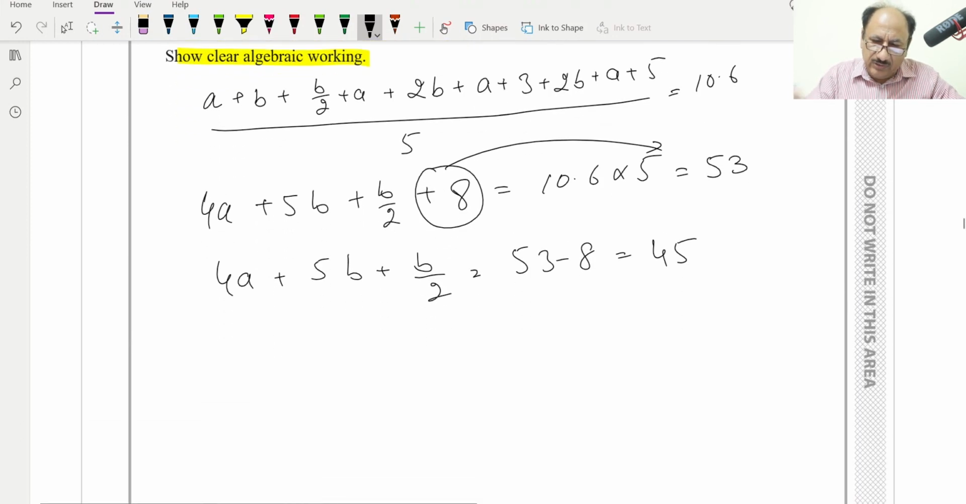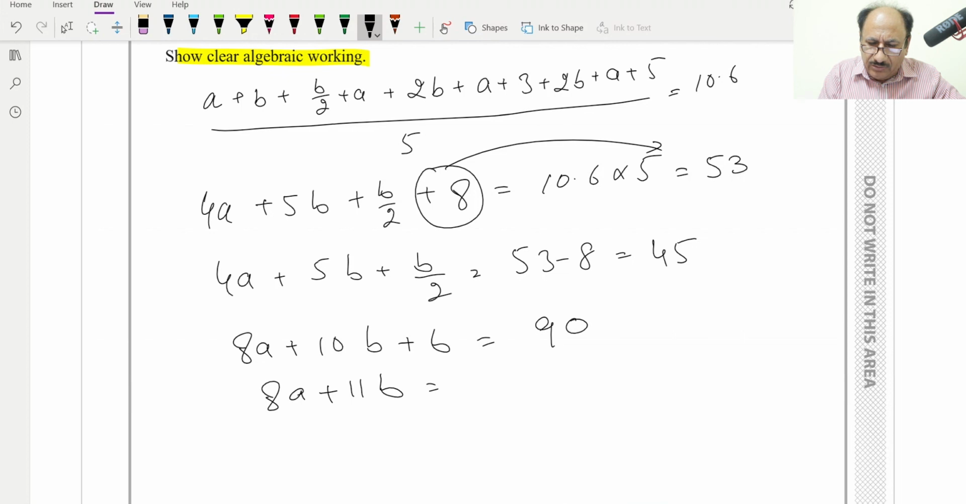And next we can get rid of this denominator 2, and we will multiply everything by 2. So it will be 8A plus 10B plus B is equal to 45 multiplied by 2 will be 90, and we can write 8A plus 11B is equal to 90. So we got this equation 8A plus 11B is equal to 90.